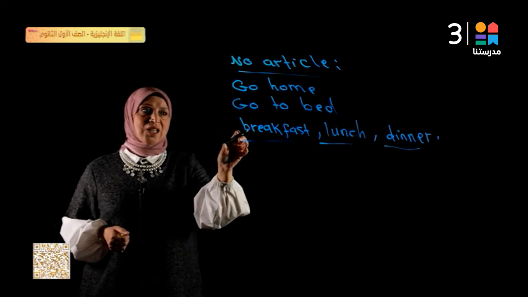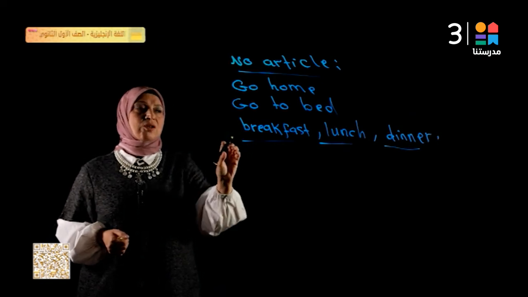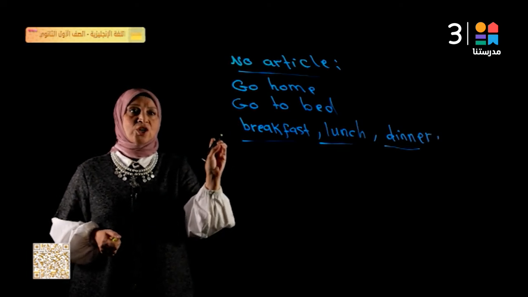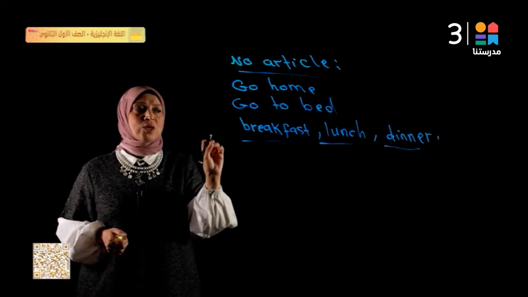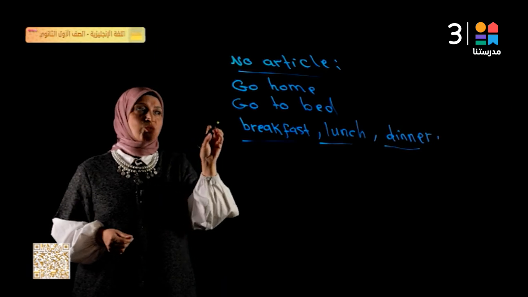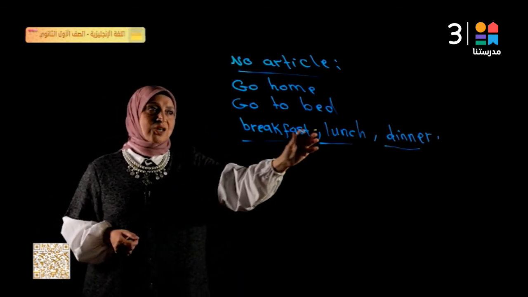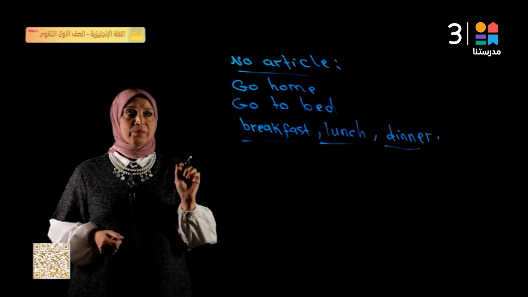But we can use "the" if we talk about a particular lunch or a particular breakfast. For example, we can say the lunch which I took at the restaurant was delicious. So here I'm talking about something in particular. But when I talk generally, we don't use any article.